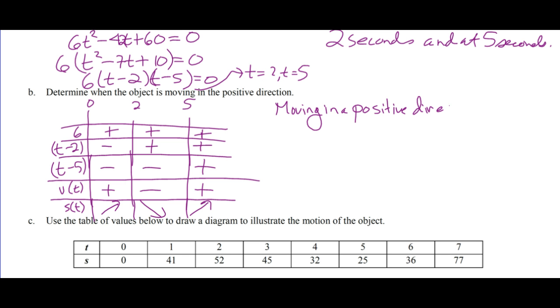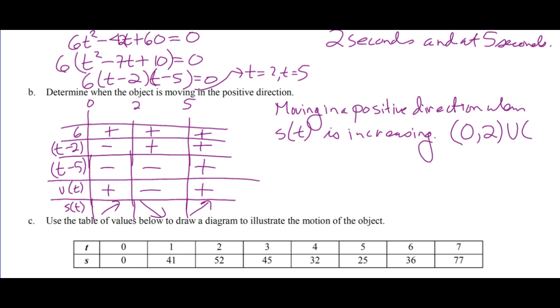Positive direction, when the displacement s of t is increasing. It was never not increasing. Okay, so that is on the interval 0 to 2, and where else? 5 to infinity.